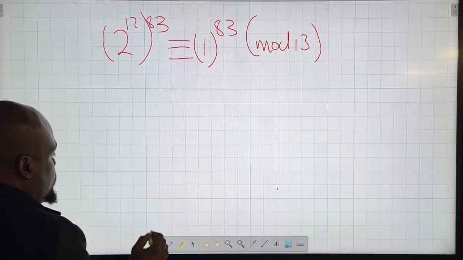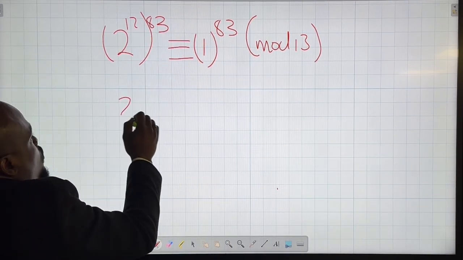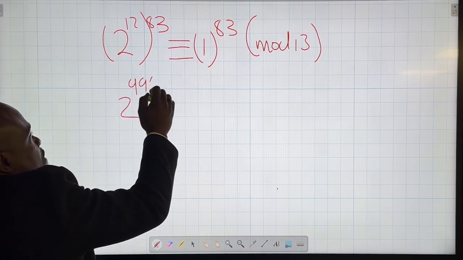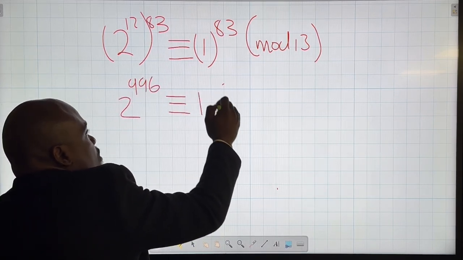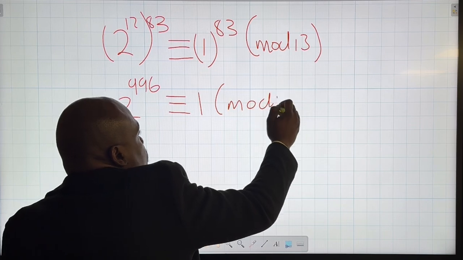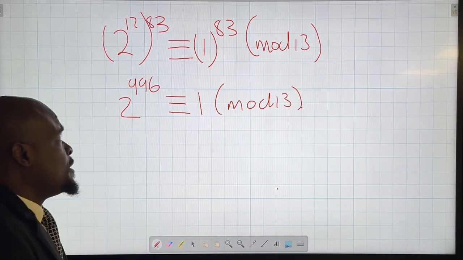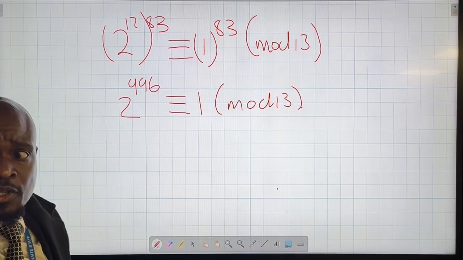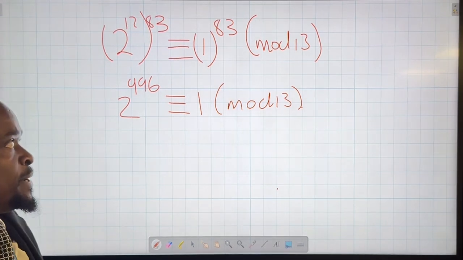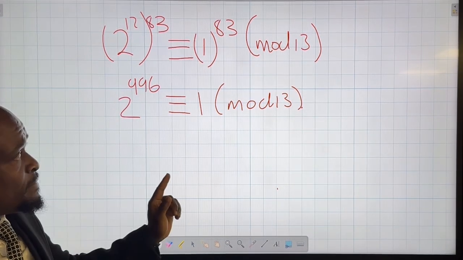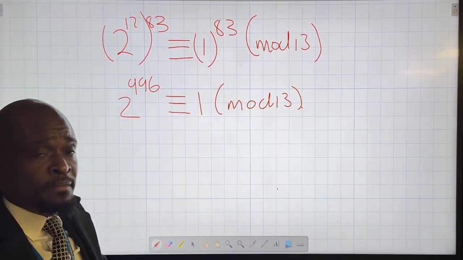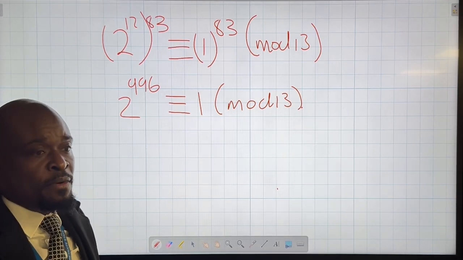What this means is we have established that this is 2 to the power of 996. It's still congruent to 1 in mod 13. So 2 to the power of 996, we don't know what number that is, but what we know is when we divide this number by 13, the remainder is actually going to be 1.